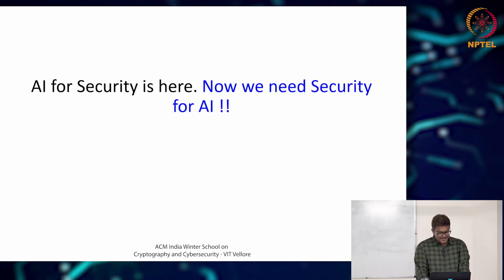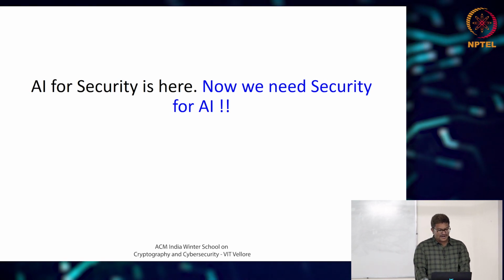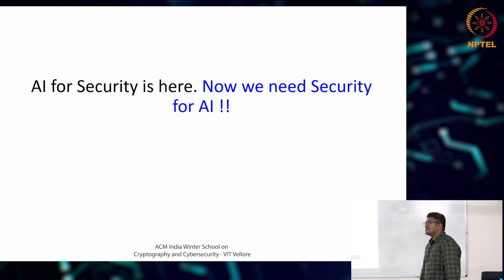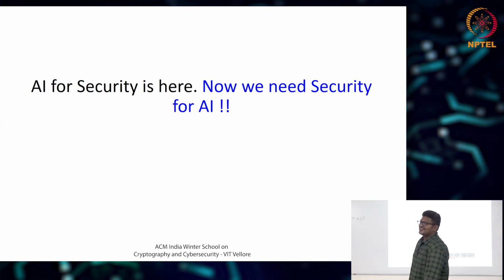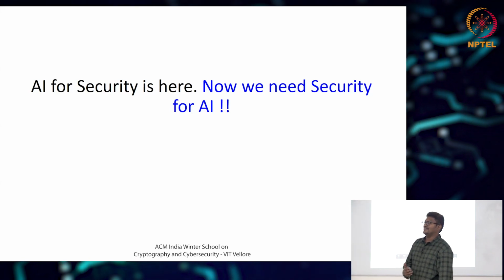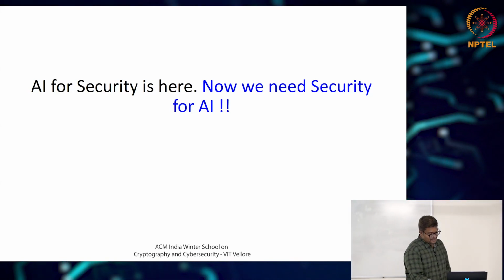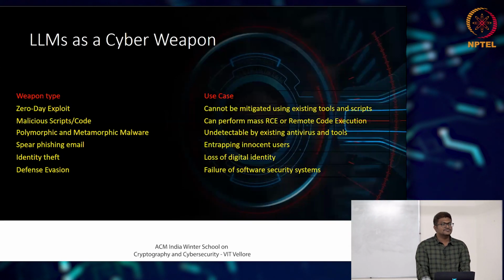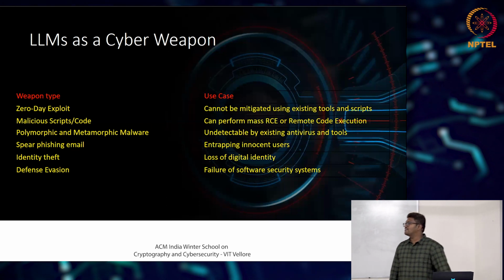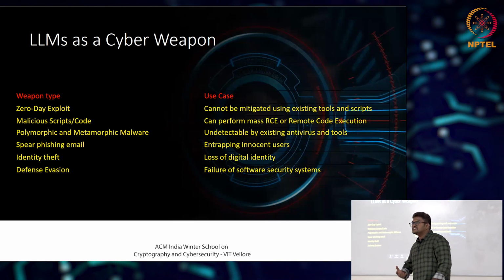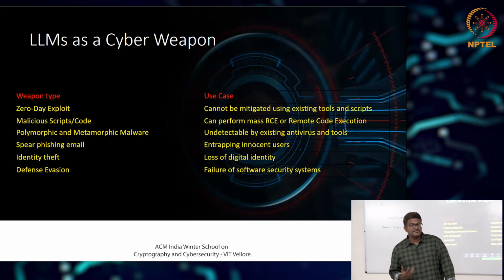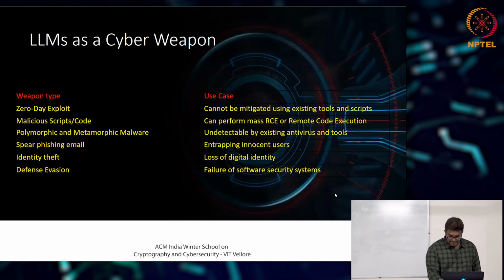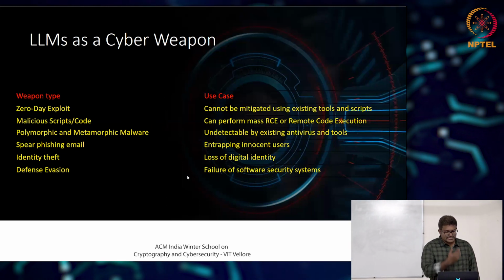And the next thing, the major part I want to discuss: AI for security is already there, but now we need security for AI. That is the hot trend going on. If you look deep into LLMs, the LLMs you have currently are next generation cyber weapons. Whatever we have currently is completely next generation cyber weapons. These are all typical use cases.